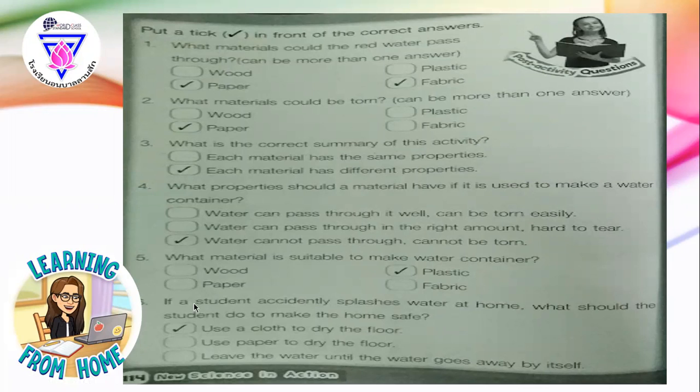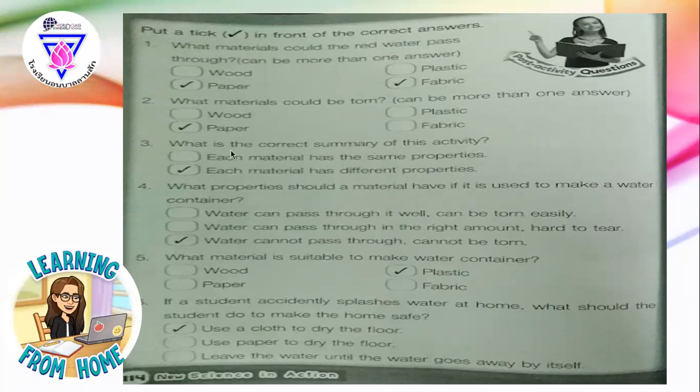What you are going to do is to put a tick in front of the correct answers. Number 1, what materials could the red water pass through? Can be more than one answer. So you can put a check, just follow. It is paper and then fabric. Follow me. Number 2, what materials could be torn? Can be more than one answer also. Wood, you cannot tear it. Plastic, you also cannot, you need to cut it. Fabric also you cannot, because they are hard. So the correct answer is paper.